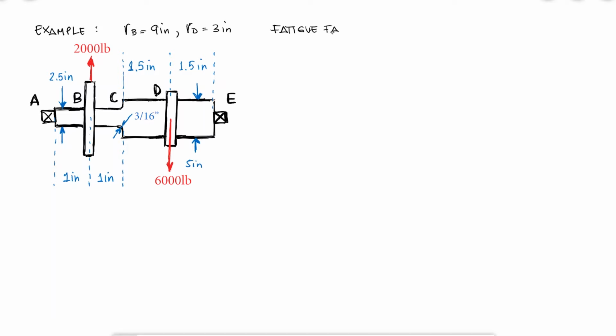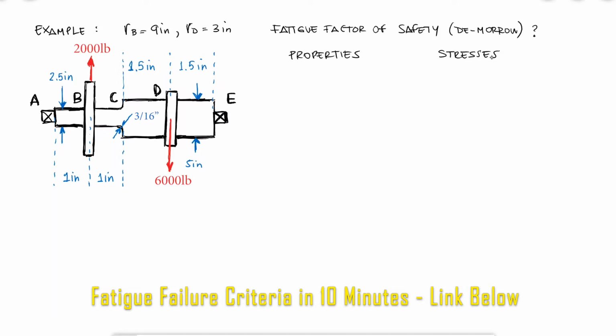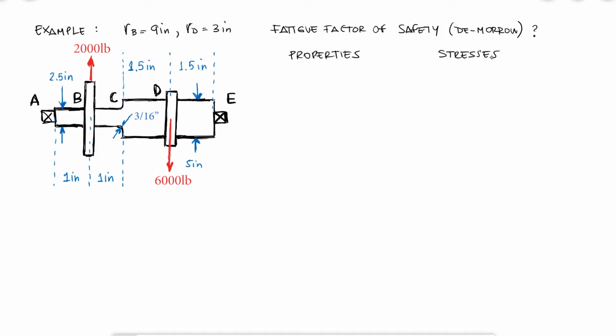I know that for any criterion I'm using, I will need to know the properties of the material, as well as the mean and alternating stresses within the shaft. If you remember from our previous video, link below, the Morrow criterion compares the alternating stress to the endurance limit and the mean stress to the true fracture strength. Therefore, I will need the endurance limit and the true fracture strength.